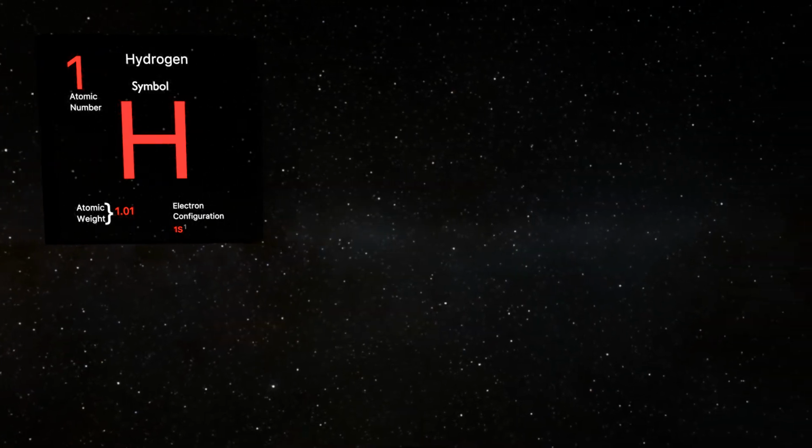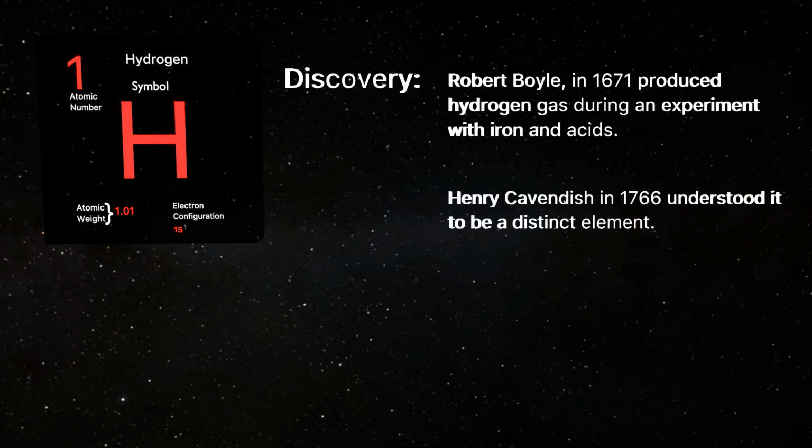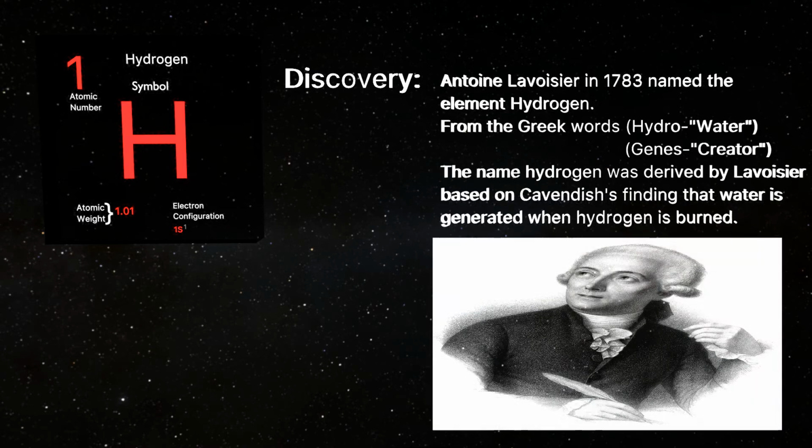Discovery. Robert Boyle in 1671 produced hydrogen gas during an experiment with iron and acids. Henry Cavendish in 1766 understood it to be a distinct element. But it was not until Antoine Lavoisier in 1783 named the element hydrogen, from the Greek words hydro, meaning water, and genes, meaning creator. The name hydrogen was derived by Lavoisier based on Cavendish's finding that water is generated when hydrogen is burned.